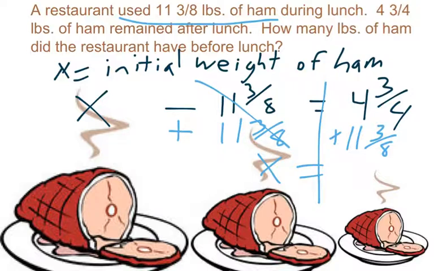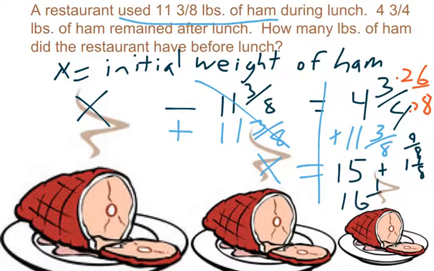The 3/4 and the 3/8 need a common denominator of 8. So I'm going to double the 3 and the 4, and I'm going to get a 6 on top. And now 6 plus 3 gives me 9/8. I know that 9/8 is 1 1/8. So I'm going to add that 1 1/8 back to my 4 plus 11, which is 15. So it's 15 plus 1 1/8, which is 16 1/8 pounds.